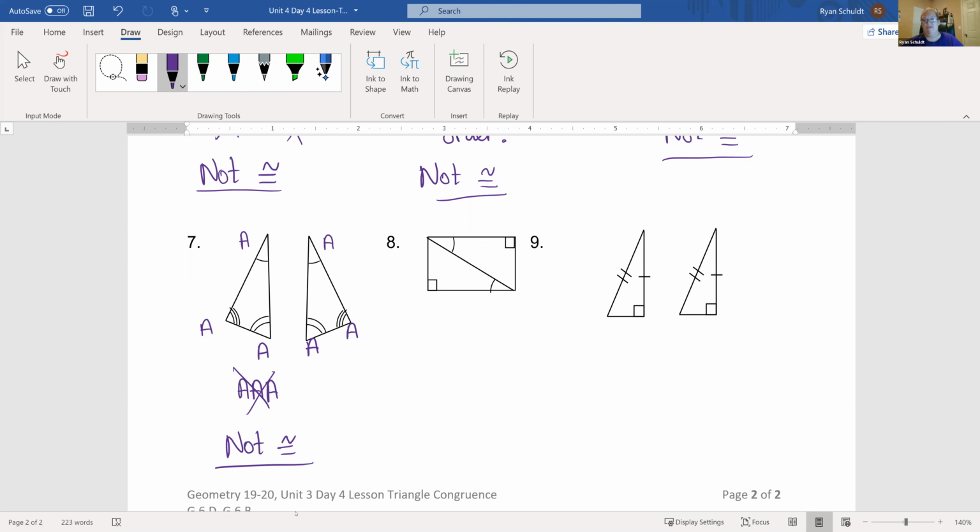Okay, number 8. Let's see what we have here. They share a side, so that side's automatically going to be congruent. Now, they both have right angles, so I'm going to just mark it as an A for now, because I don't know what's going on here. I see another angle is congruent.